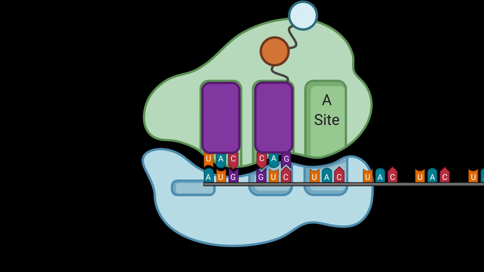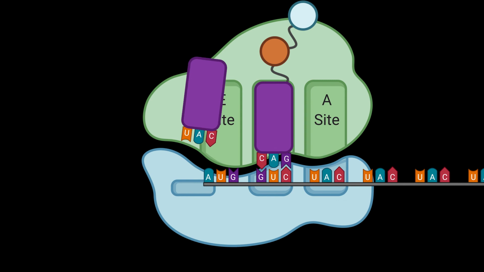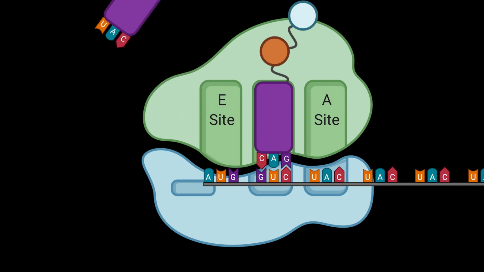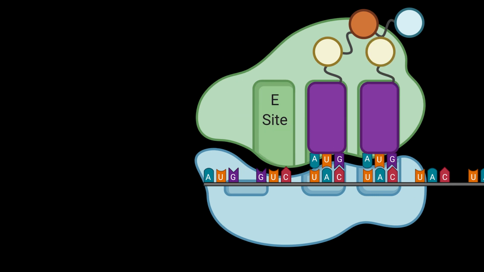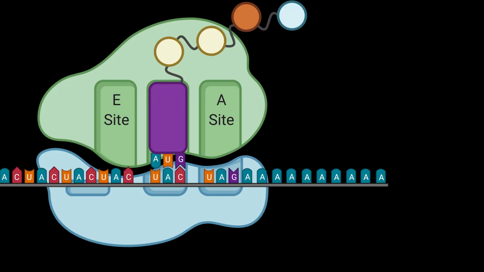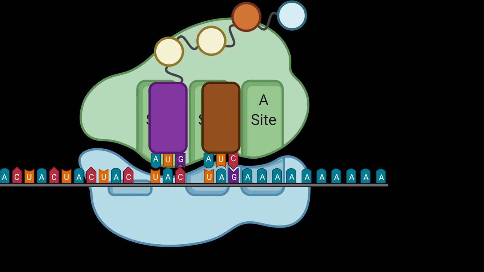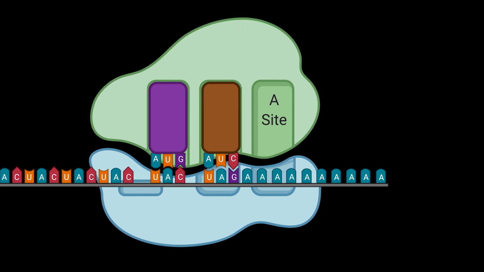Then, that transfer RNA moves to the P site and kicks the old one into the last site, referred to as the E site. The E site is where the transfer RNA is ejected from the ribosome. This process continues until it reaches a stop codon. The stop codon does not bind to a regular transfer RNA, but instead it binds to a similarly shaped protein called a release factor, which causes the now completed protein to be released.